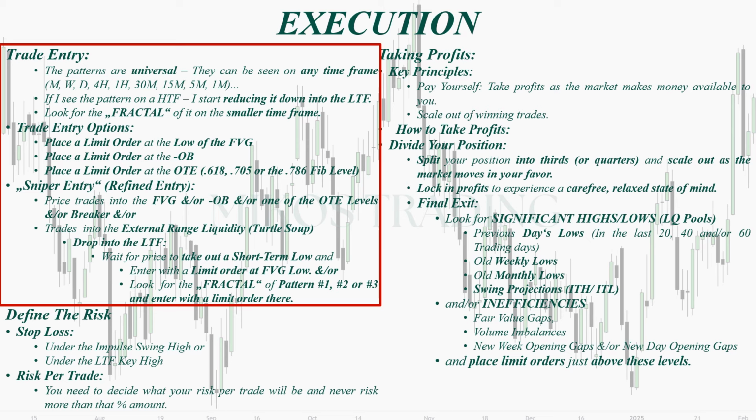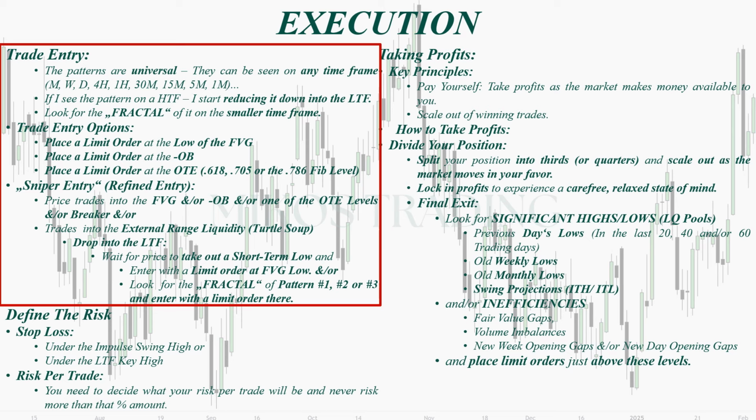Because my patterns have many different confluences, I have multiple trade entry options. I mainly enter on a limit order that I place at the low of the fair value gap, but I can also enter at the bearish order block, or I can simply place a limit order at one of the optimal trade entry levels. Most of the time, I like to go for the refined entry.